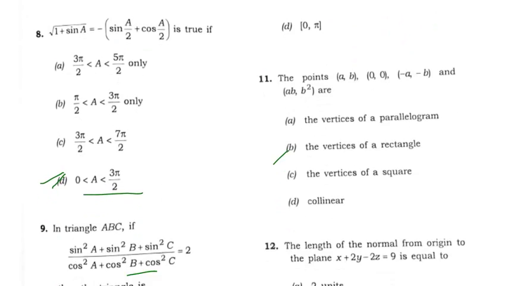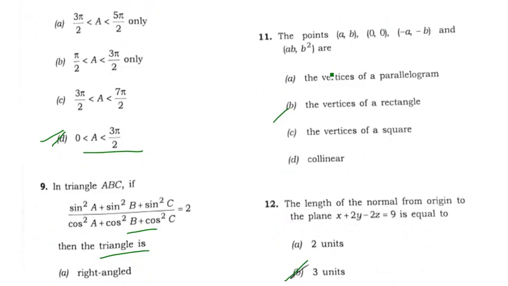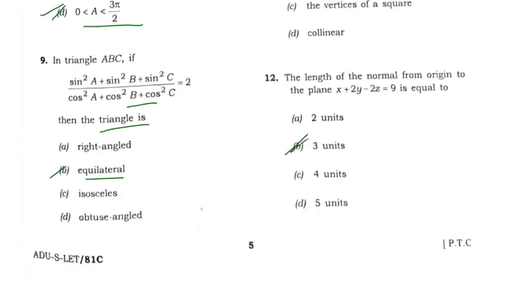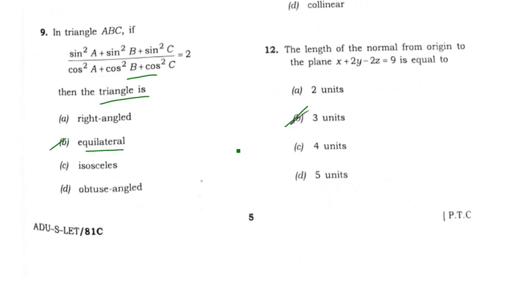The points (a, b), (0, 0), (minus a, minus b) and (ab, b square), what are these? They are vertices of a rectangle. As you can see, the horizontal and vertical distances will be the same. The length of the normal from origin to the plane x plus 2y minus 2z equals 9 is equal to, actually it is 3 units. You can solve this question, you will get the answer.